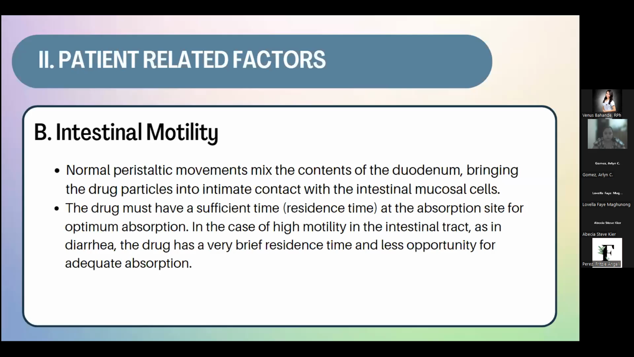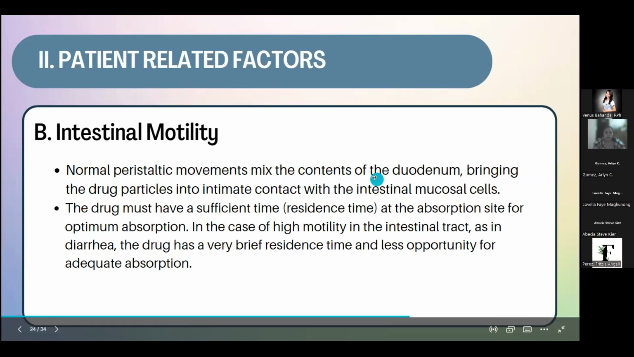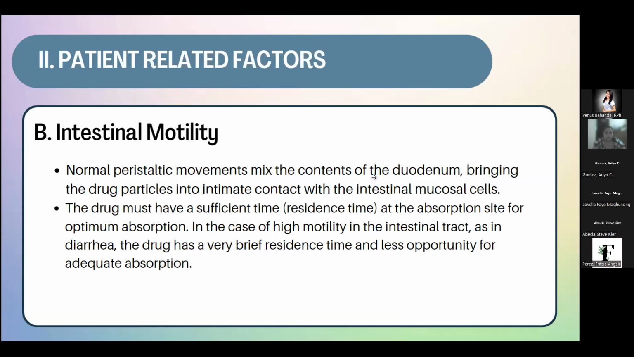So next factor is the intestinal motility. Normal peristaltic movements mix the contents of the duodenum, bringing the drug particles into intimate contact with the intestinal mucosal cells. And the drug must have sufficient time, or that is the residence time at the absorption site, for optimum absorption. In case of high motility in the intestinal tract, as in diarrhea, the drug has a very brief residence time and less opportunity for adequate absorption.